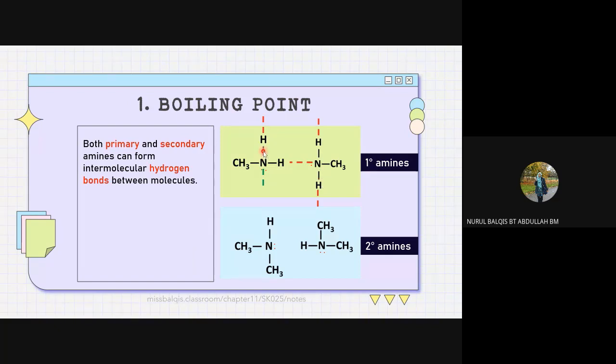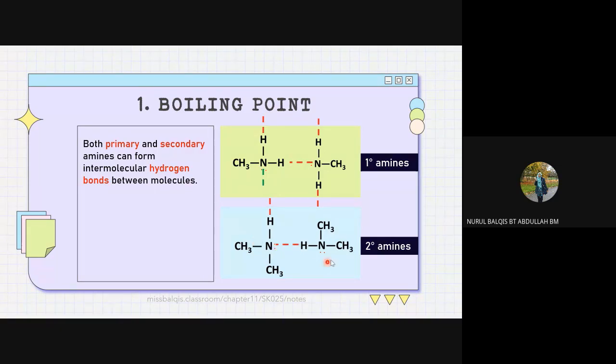Kena tengoklah the capability for them to form the hydrogen bond. Banyak ataupun sikit. For secondary amine, we have how many hydrogen directly attached to N? One. Only one. So kalau daripada hydrogen directly attached to N, dia boleh bertindak sebagai the molecule yang provide the hydrogen directly attached to either FON. Okay, kita ada dua, satu kat sini dengan satu kat sini.